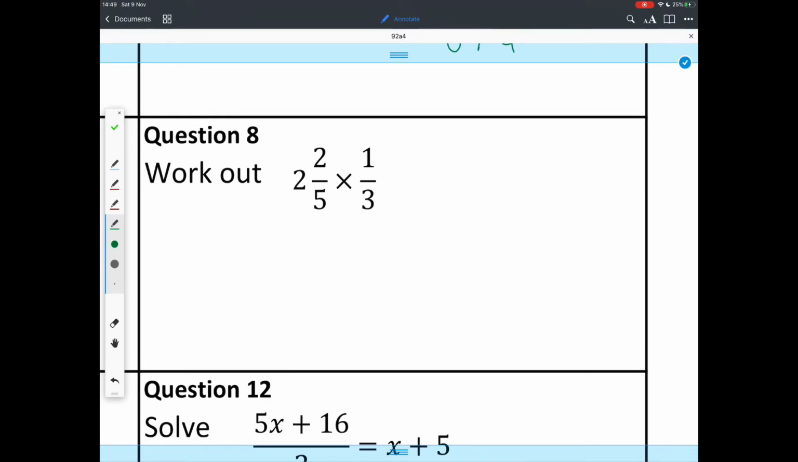Same with this, 2 times 5 is 10, add 2 is 12, so 12 over 5 multiplied by 1 over 3. 12 times 1 is 12, 5 times 3 is 15. They are both in the 3 times table, so I can divide those both by 3, and I get 4/5.